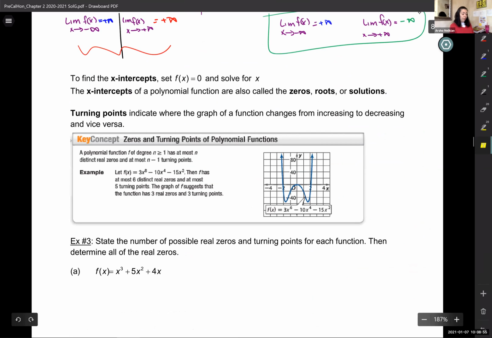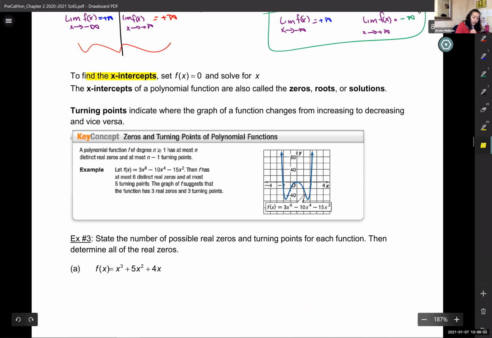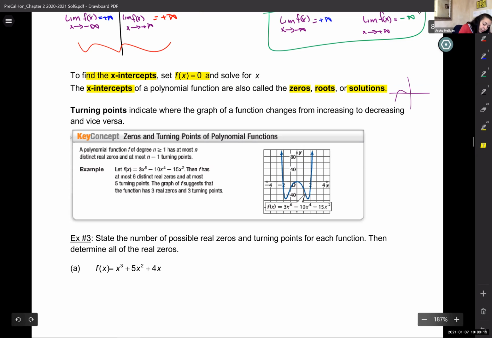Okay, so from last year, do you guys remember, or I think we did it this year too, x-intercepts, right? How do we find x-intercepts? X-intercepts are where the graph crosses the x-axis, so we set f of x equal to 0 and solve. Other synonyms for x-intercepts are zeros, roots, or solutions. These are all the points where the graph crosses the x-axis.